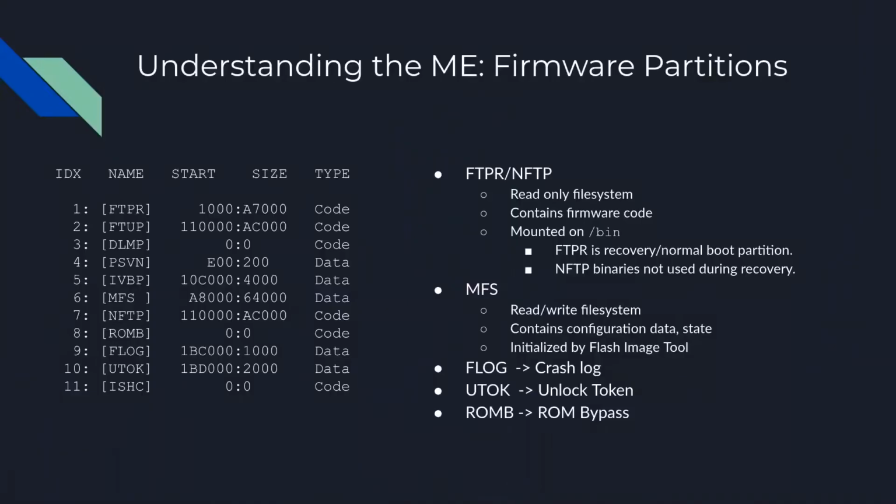Right, so when you look at one of these images, it has a couple of partitions. Some of them overlap, and some of them are storage, and some is code. So there's the main partitions, the FTPR and NFTP, which contain the programs it runs. There's MFS, which is the read-write file system it uses for persistent storage. And then there is a log to flash option, the possibility to embed a token that will tell the system to unlock all debug access, which has to be signed by Intel, so it's not really of any use to us. And then there is something interesting, the ROM bypass.